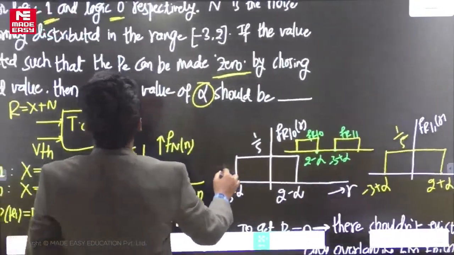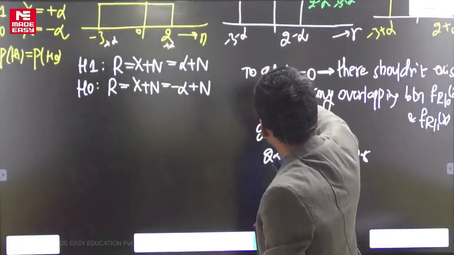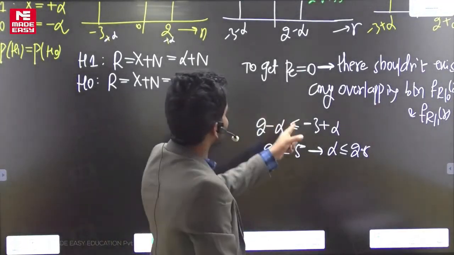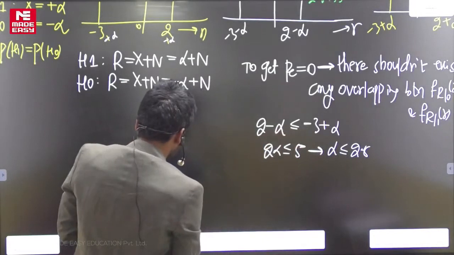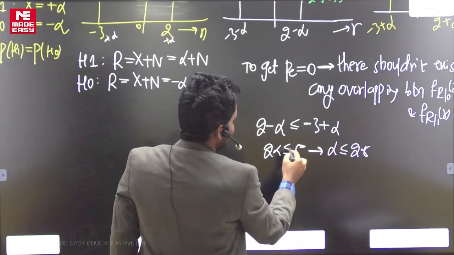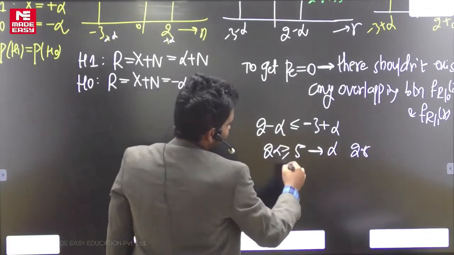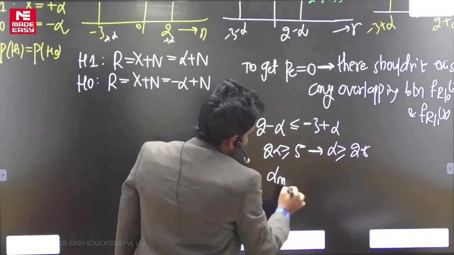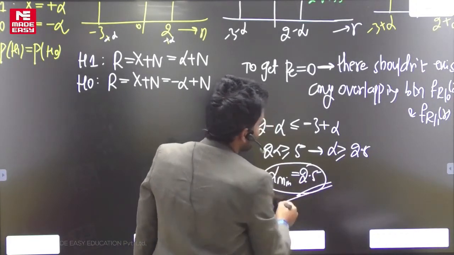Now we have to find the minimum value of alpha. 2 minus alpha should be less than or equal to minus 3 plus alpha. So alpha goes to this side, and 2 alpha should be greater than or equal to this. So alpha should be greater than or equal to 2.5. So alpha minimum is 2.5. So 2.5 will be the answer here.